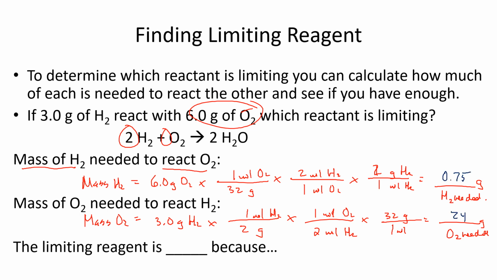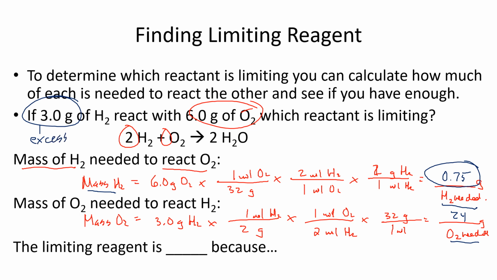Okay, so I worked them out, and I found that 0.75 grams of hydrogen would be needed to react all of the oxygen, and 24 grams of oxygen would be needed to react all of the hydrogen. So either one of those leads you to the same conclusion. If we're looking at the first line here, what mass of hydrogen is needed, we only need 0.75 and we have 3 grams, which means there's going to be excess hydrogen.